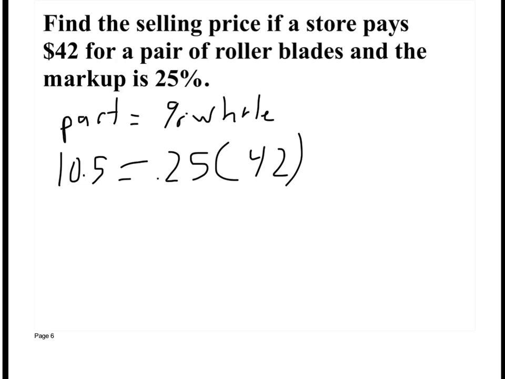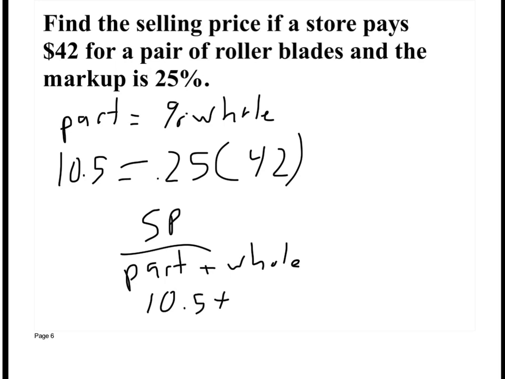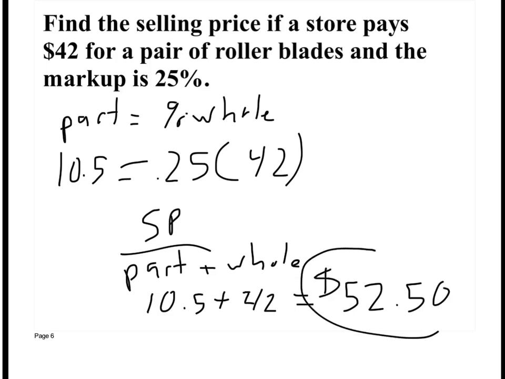What you pay, the selling price, is the part plus the whole. The markup plus how much they paid, the original. So $10.50 plus $42 gives you $52.50. So that's how much you pay for that pair of rollerblades. So they make $10.50 profit. That's what they use to pay the bills and pay their workers.